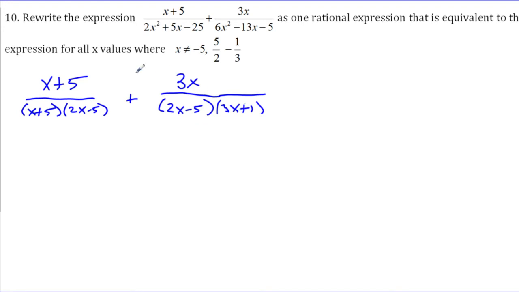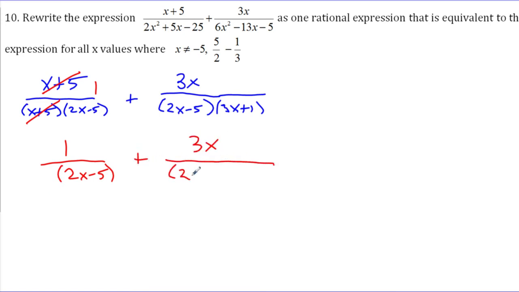But here's the interesting thing. The numerator of the first fraction also has an x plus 5. So I'm actually going to cancel those. I'm going to simplify the first fraction, and I'm just going to put a 1 up here now. It's going to make it so that I actually don't need to bring that x plus 5 into the second fraction. It doesn't exist in the first one anymore. So watch where I'm at now. 1 over 2x minus 5, which I'm going to put in parentheses. And the second one now looks like 3x over 2x minus 5 and 3x plus 1.